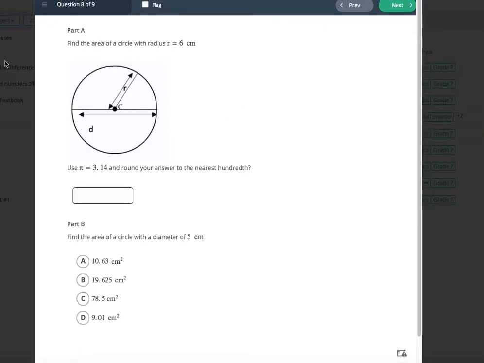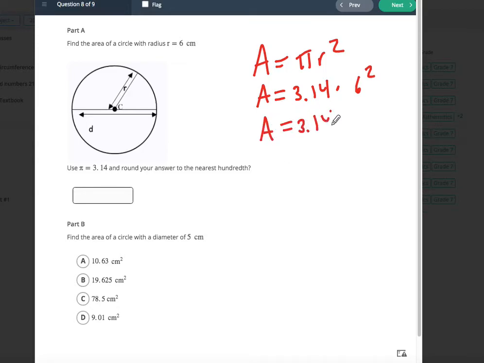Find the area of the circle with a radius of 6. So if the radius is 6 centimeters, area equals pi r squared. So plug in what we know. Area equals 3.14 times 6 squared because again the radius is 6. So that boils down to 3.14 times 36 because I'm doing the 6 squared.